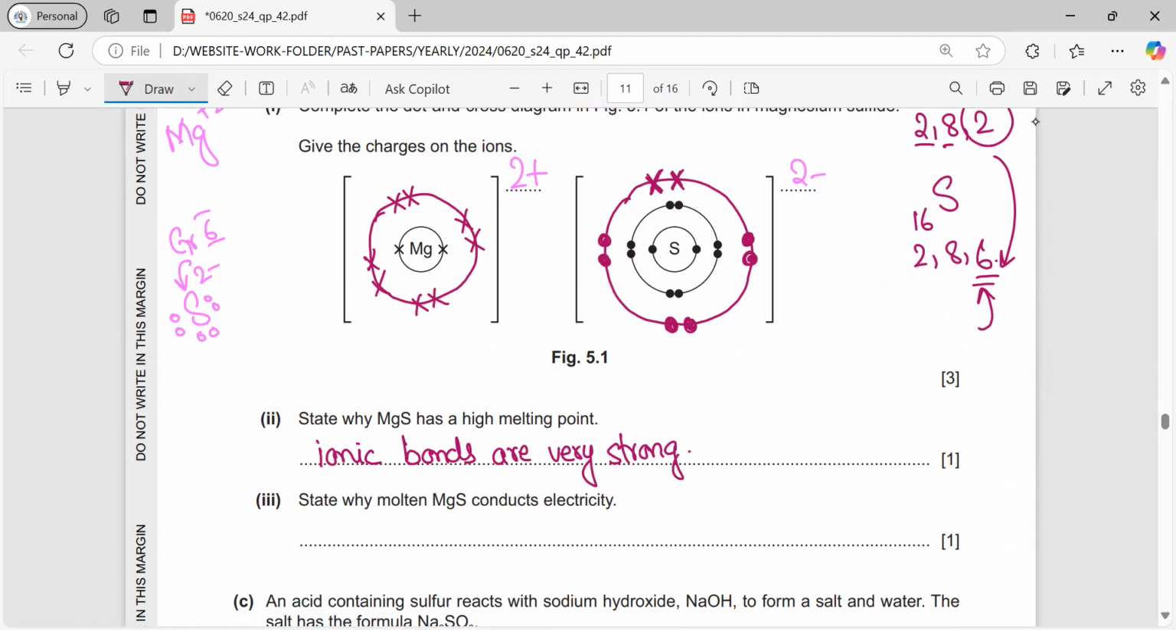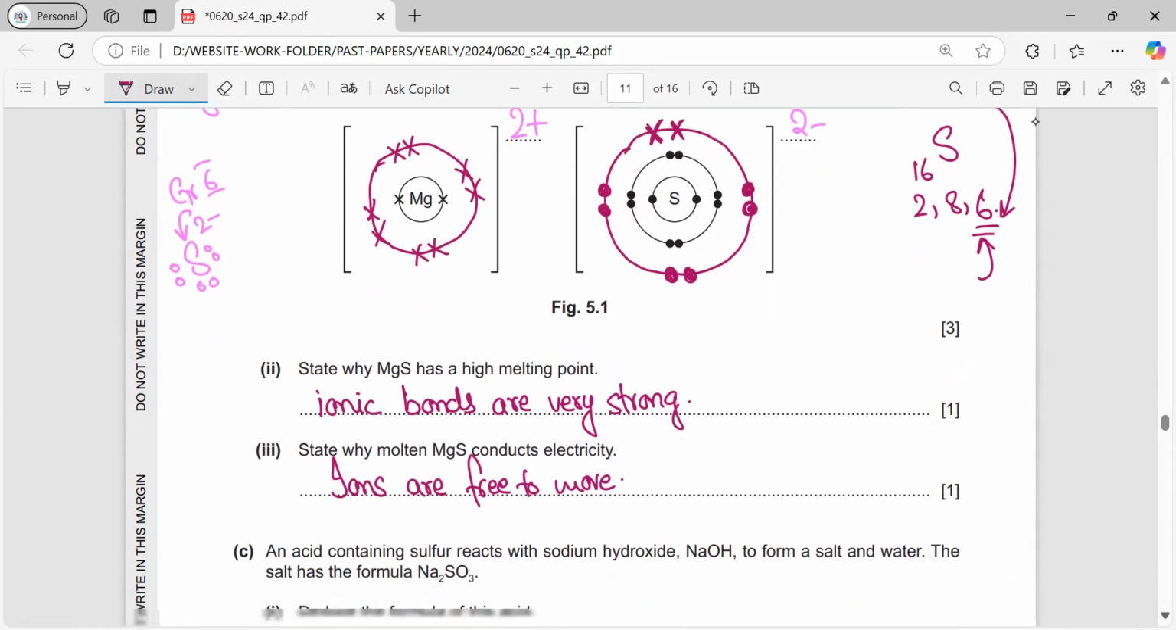State why molten magnesium sulfide conducts electricity. Because the ions are free to move. In solid magnesium sulfide, the ions are not free to move, so that's why ionic compounds cannot conduct in the solid form.